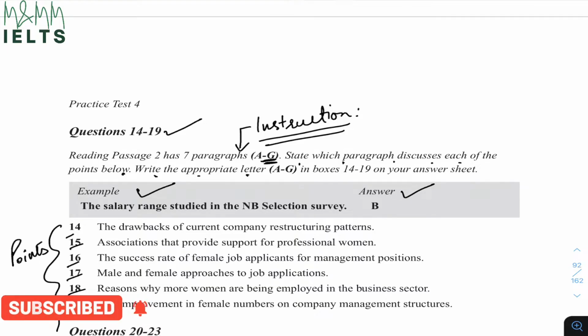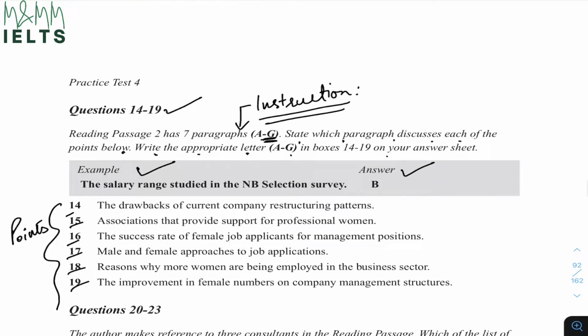Write the appropriate letter A to G in boxes 14 to 19 on your answer sheet, which means for every number they'll give you a box here, 14, 15, 16, 17, 18 and 19, and you have to write down the appropriate alphabet so that you can relate them. Let's say 14 is in C, for example, so you will write down C like this. That's it. This is what they are trying to say.